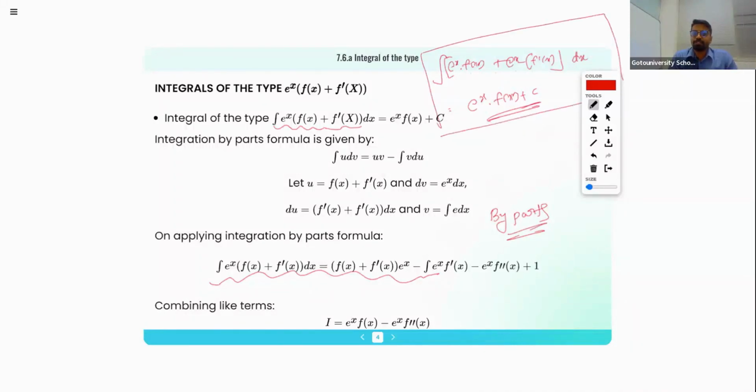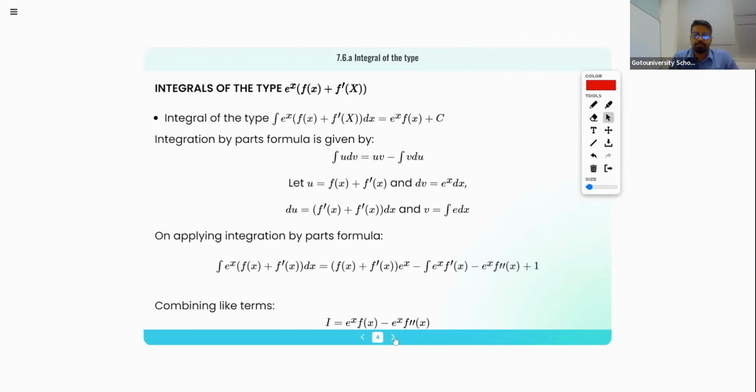Whenever we come across an exponential function multiplied with two different functions, if one of them is the differentiation of the other one, we can directly use this. Let me show an example.